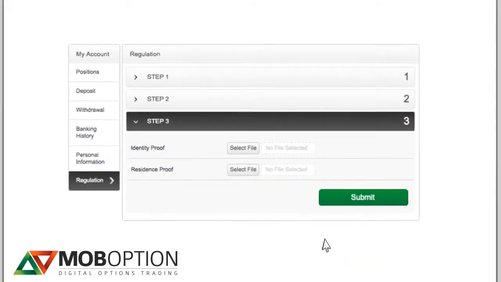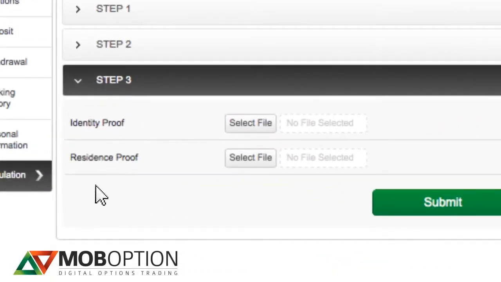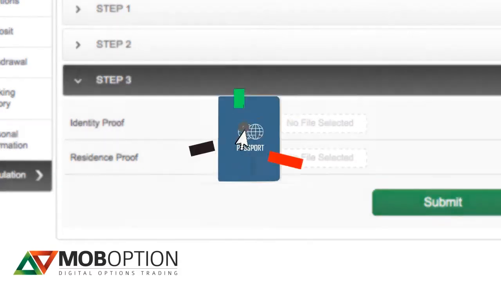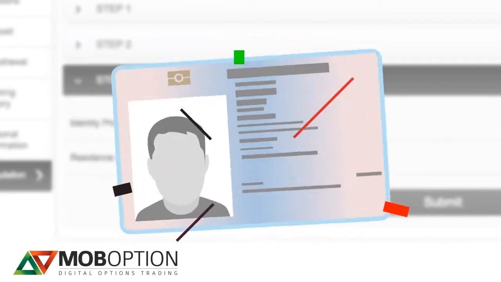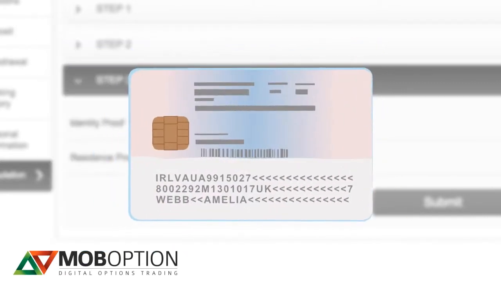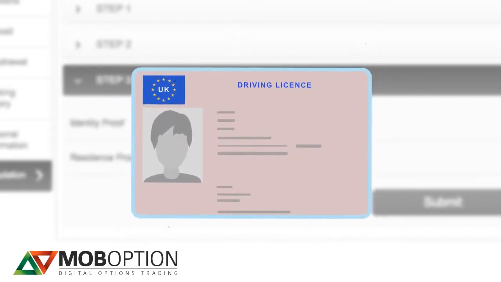Step 3. To verify your identity, please upload clear, color scans, or photographs of one of the following forms of valid photo ID: the photo page of your passport, or the front and back of your national identity card, or the front and back of your photo driver's license.